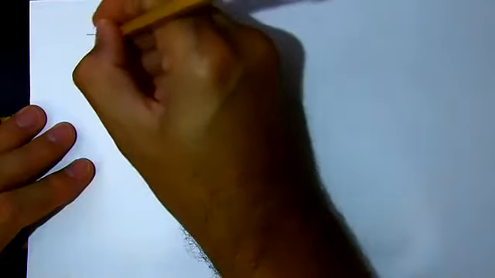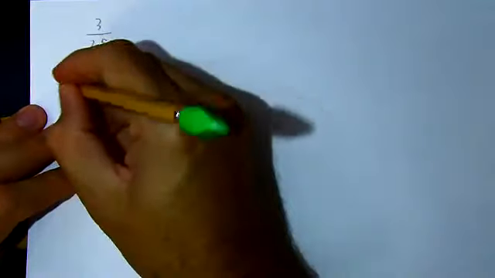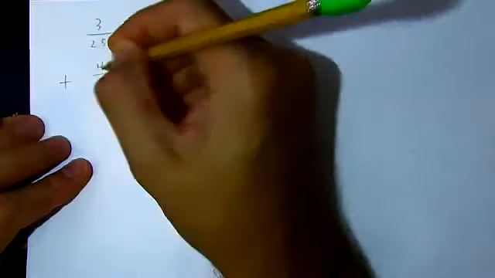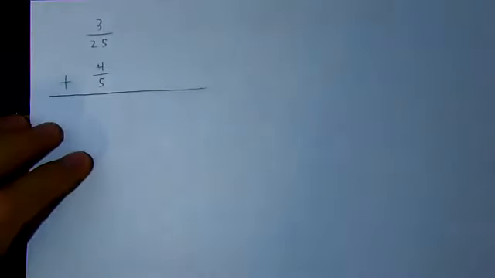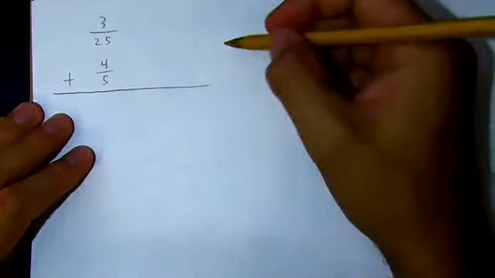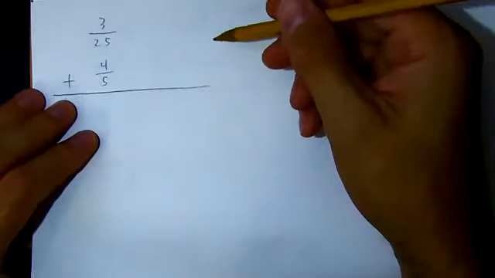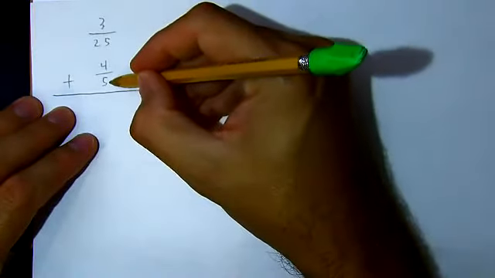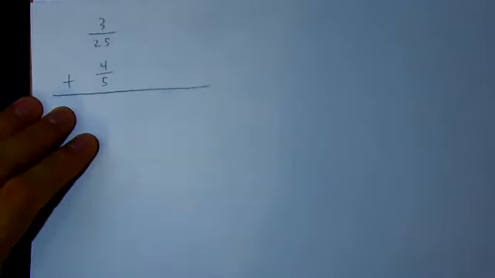Now, what I was saying earlier is it's not always a good idea to multiply things together. Let's say you had 3/25 plus 4/5, and you tried to do it the easy way, or what you thought was the easy way, by multiplying 5 times 25 and getting 125. There's no reason to do that, because if you check, your smaller denominator will go into your larger denominator.